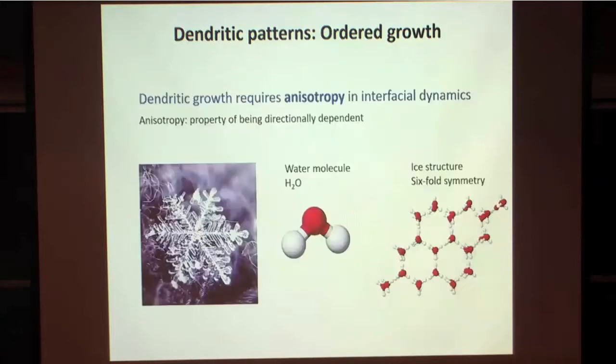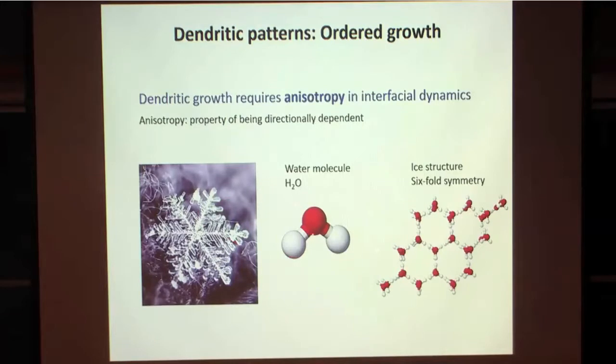And so what's important to get to this ordered type of growth is that in the system, there needs to be some anisotropy in the interfacial dynamics. So anisotropy is essentially a property that is directionally dependent. So in the snowflake, we can very easily understand that. In the snowflake, what gives us the anisotropy is essentially the structure of the water molecule, which has a specific angle. And now if these water molecules start to form, they crystallize into an ice structure.